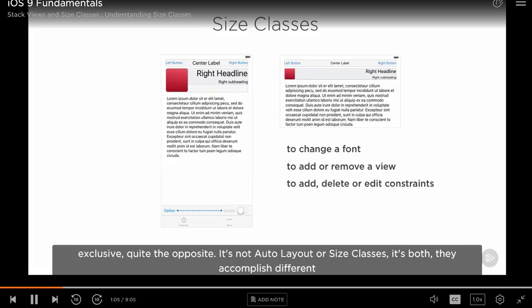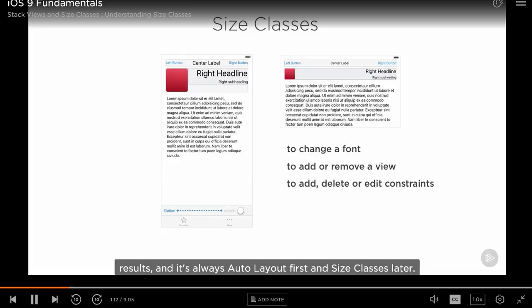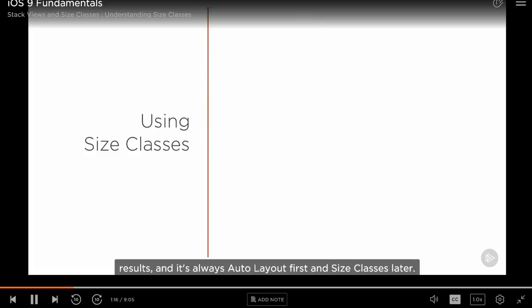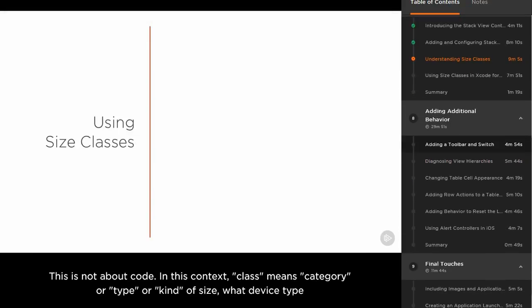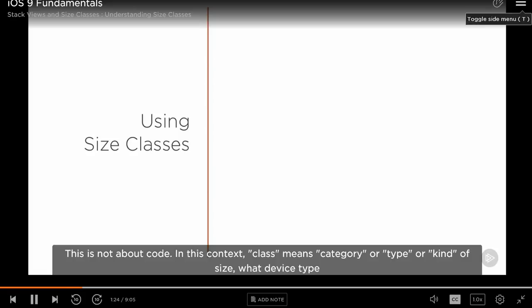Quite the opposite. It's not auto layout or size classes. It's both. They accomplish different results, and it's always auto layout first and size classes later. When we use the phrase size class here, the word class does not mean a Swift class. This is not about code.